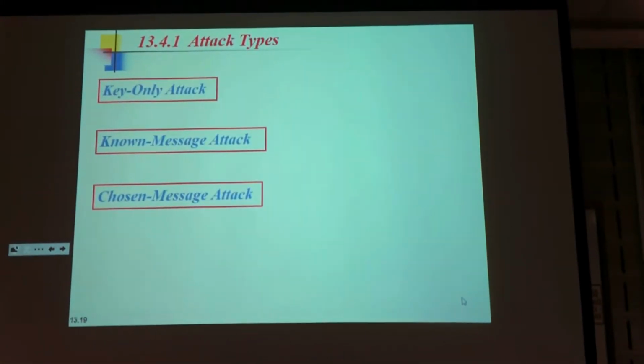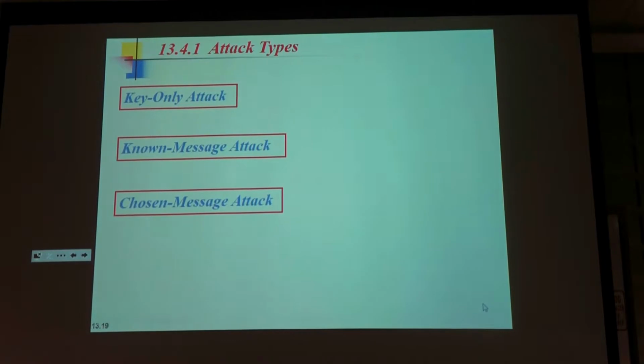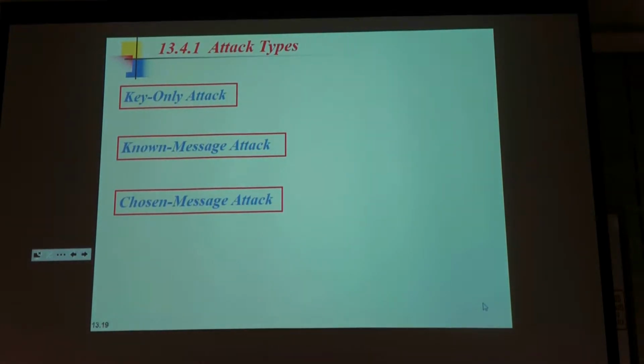So if Eve, for example, has public information about this, to forge the message, Eve needs to create Alice's signature to convince Bob of the message. So Eve has to create a signature for that. Also, you could have a known message attack, and you have chosen message attacks.